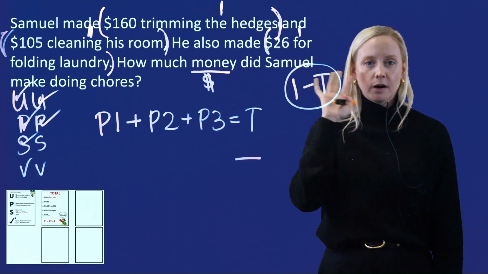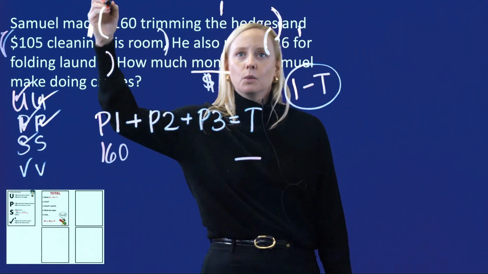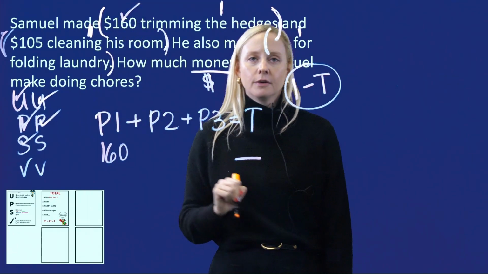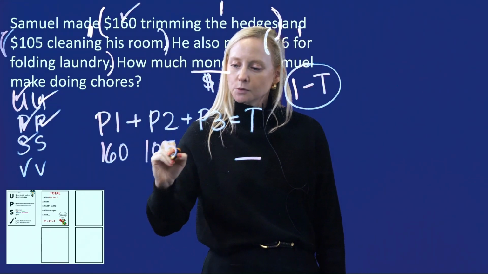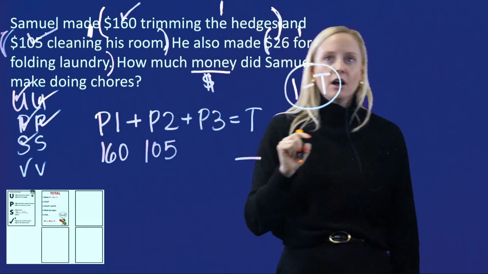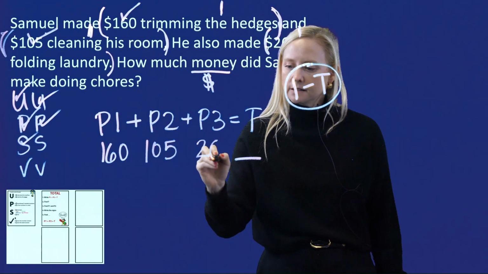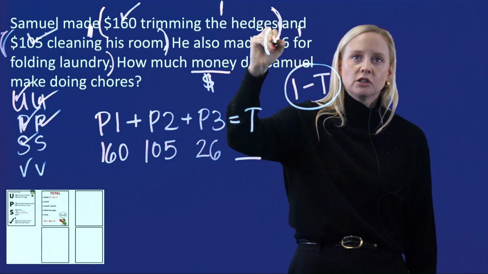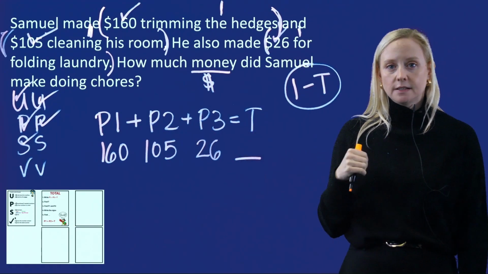I know our first part is trimming the hedges, that's 160, so I'm going to put that under part 1 and check it off. Part 2 we said was cleaning his room, 105, I'm going to check that off. And our third part was the money he made folding laundry. He made $26. I'm going to check that off. Now I can move to step 4, which is write the signs.